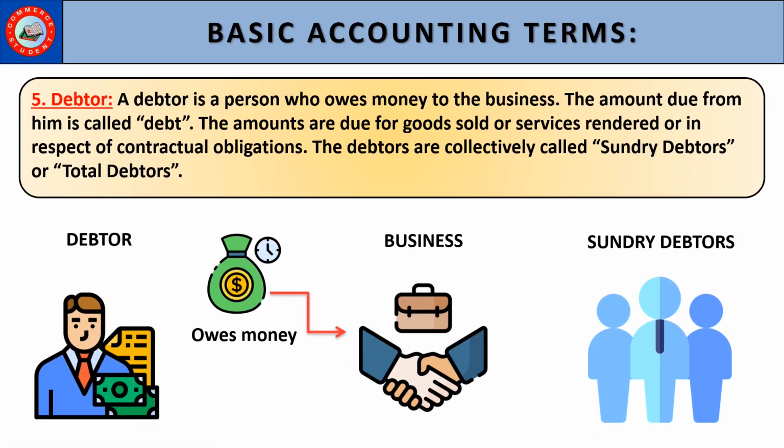Debtor. A debtor is someone who owes money to the business. Think of it like when you lend money to someone and they promise to return it. That someone is a debtor. And when we talk about all these individual debtors together, we call them sundry debtors or total debtors. So it's just a group of individuals who collectively owe something to the business.